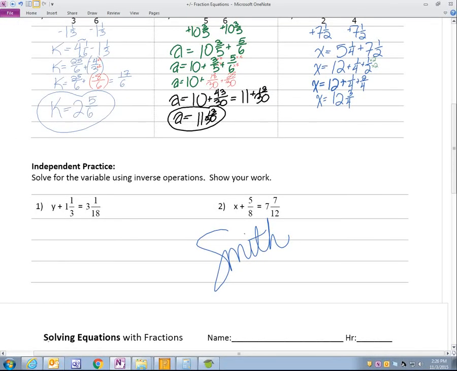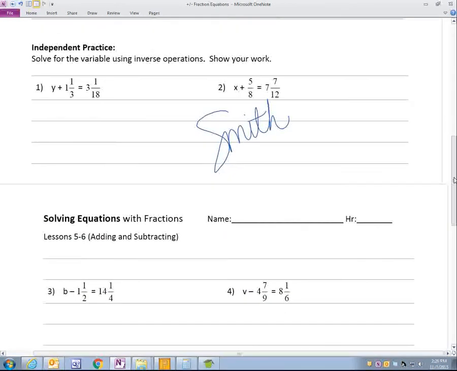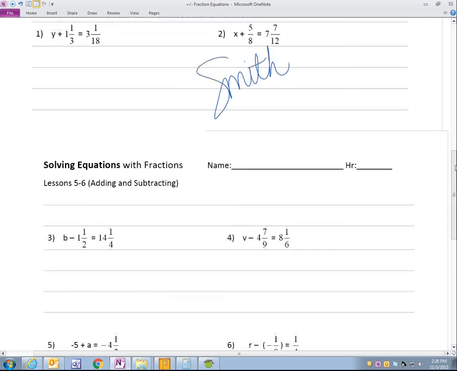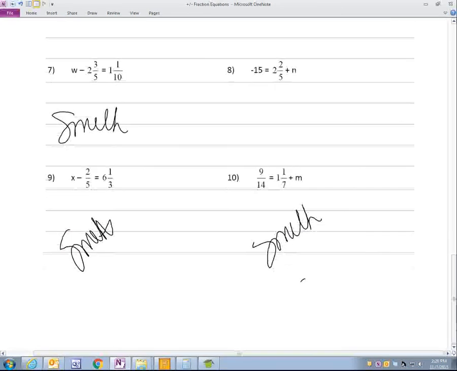Independent practice. Solve for the variable using the inverse operations. Show your work. This is combining what we did in 6th grade, what we did last month, and also what we did the last 2 Tuesdays. There are several that you're going to skip. I would like you to please skip number 2, 7, 9, and 10, because we go over those skills in other examples. And I will have the solutions to all these on my website. That's the end of the video.